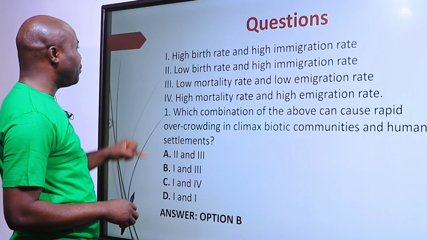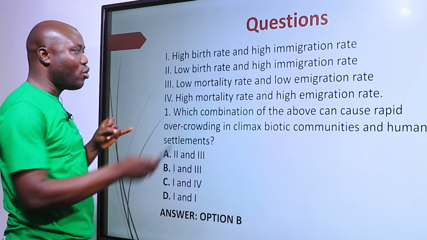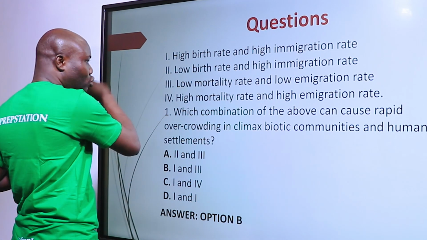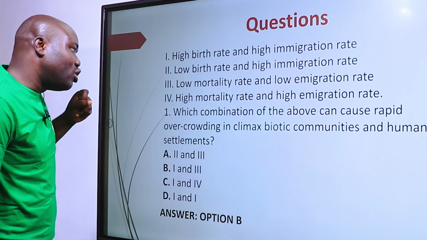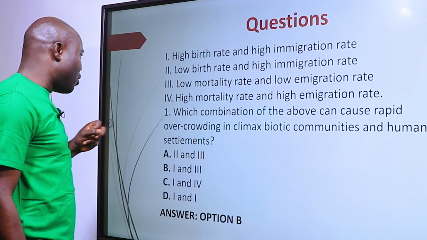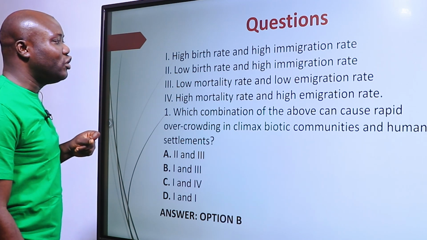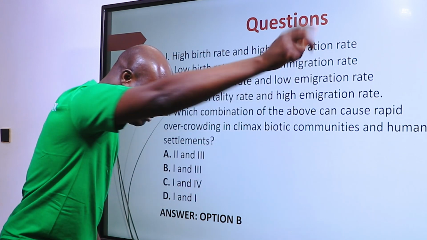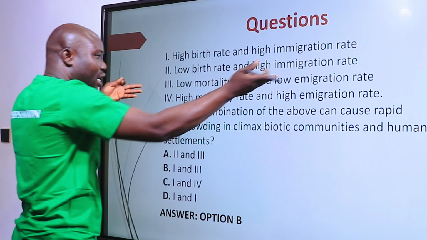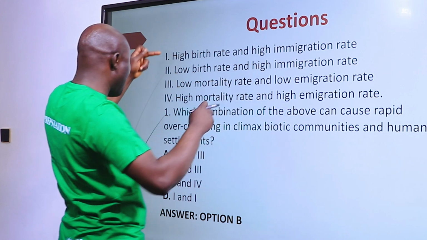So that one can cause it. Let's look for another one. Low birth rate. Low birth rate cannot cause overcrowding. So option 2 is out. Number 3, low mortality rate. That means the rate at which they are dying is low. It can also cause it. And low emigration rate. That means the rate at which people, other organisms, are leaving is also low. So this can also cause overcrowding. So we have 1 and 3.